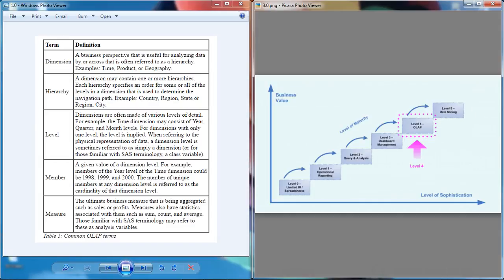Then OLAP comes, because query and analysis will only analyze and give the result of the query. But OLAP will analyze from the result of the query. And then, at last, data mining.